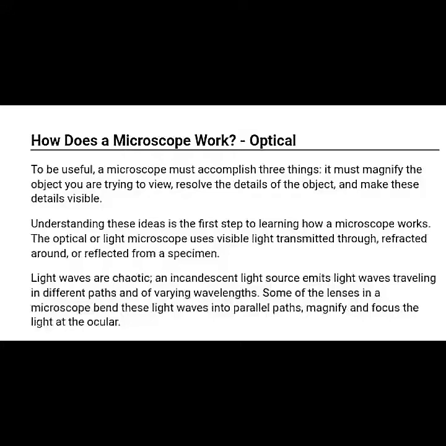Light waves are chaotic. An incandescent light source emits light waves traveling in different paths and of varying wavelengths. Some of the lenses in a microscope bend these light waves into parallel paths, magnify and focus the light at the ocular lens.